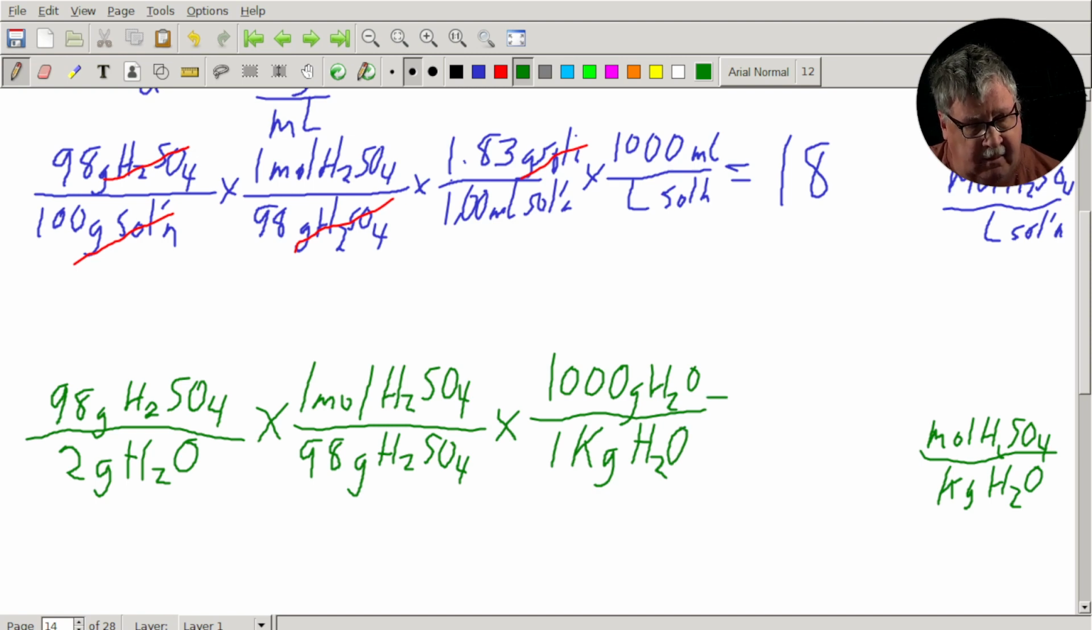And I want that kilograms of solvent to be in the denominator. And so what it ultimately is telling me is I'm going to multiply by 1,000. So I'm going to take 98 divided by 2 divided by 98 times 1,000. And in this case, I'm only going to have 1 sig fig because of the 2 grams of water. So this is going to be 500 molal. Okay, and the only sig fig is that one.